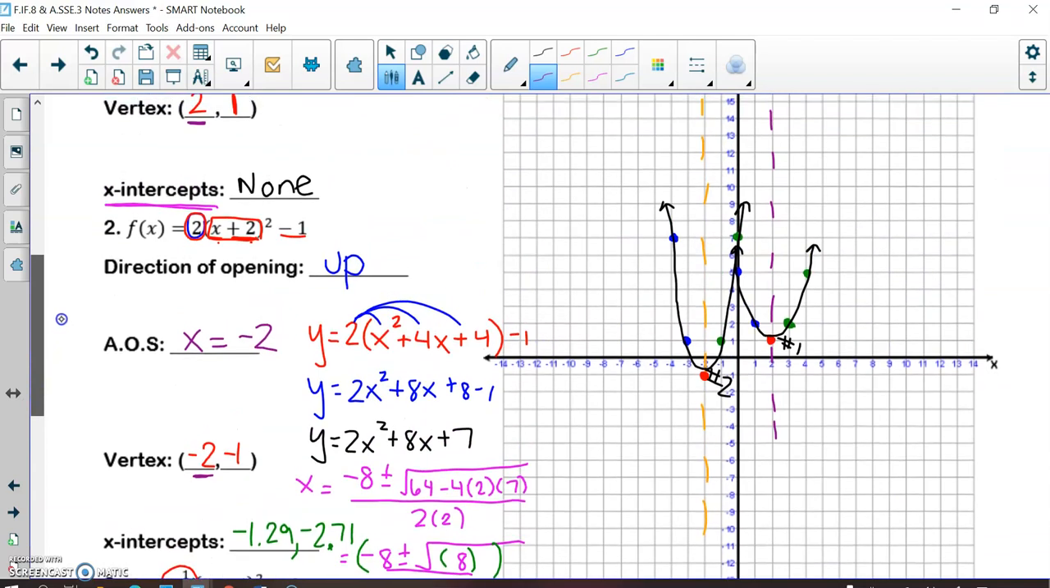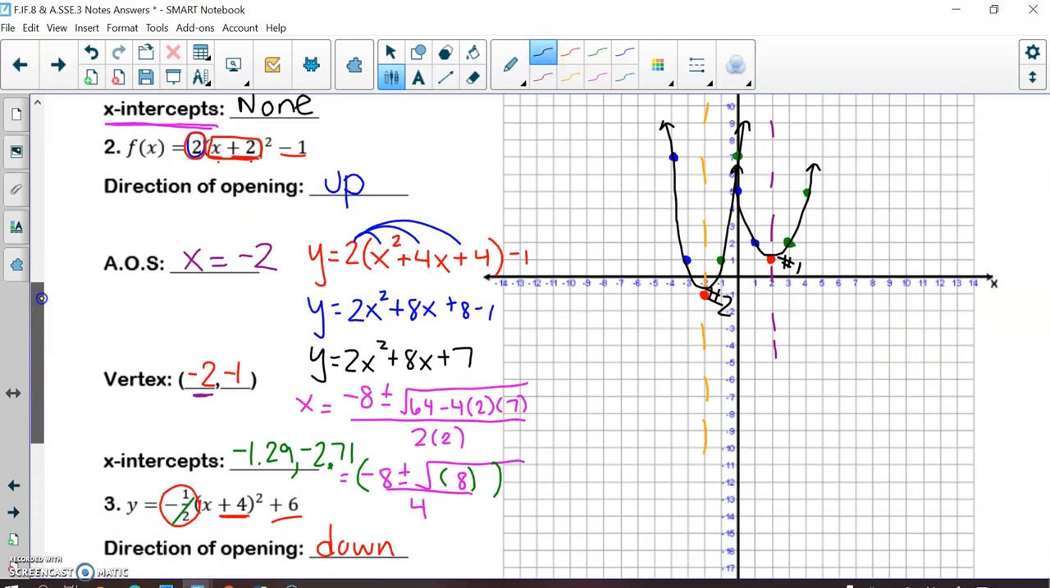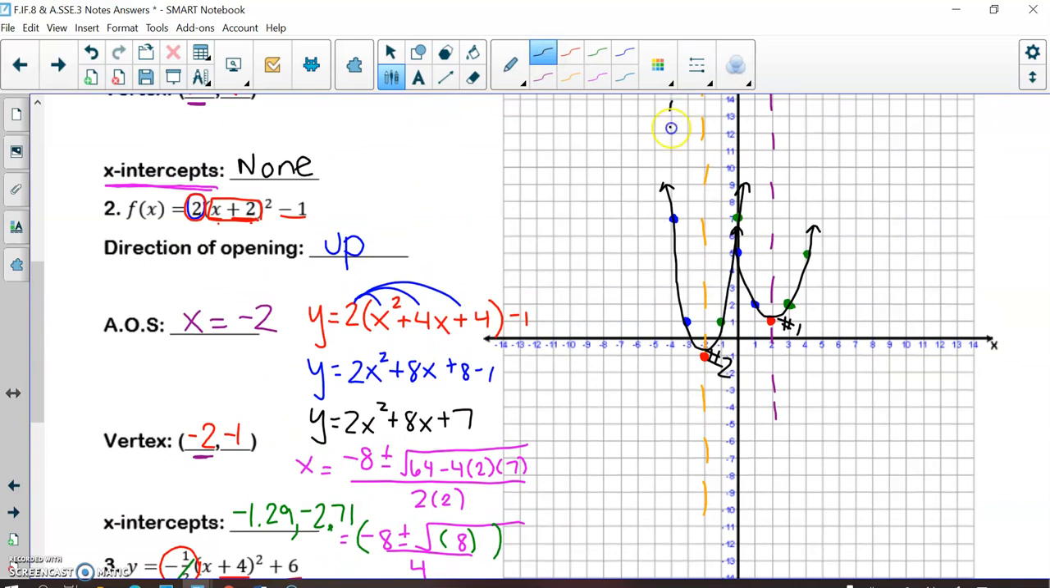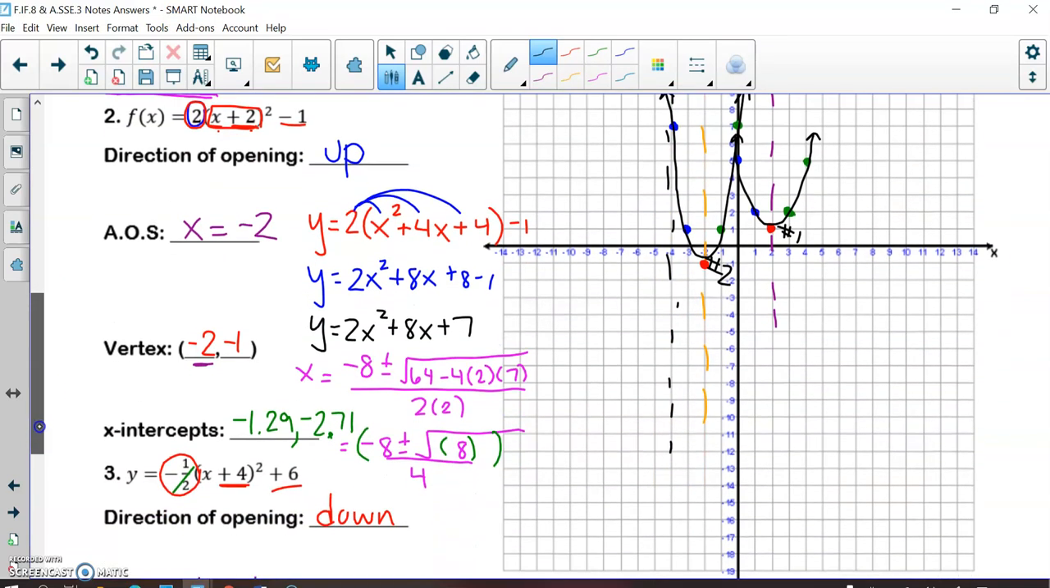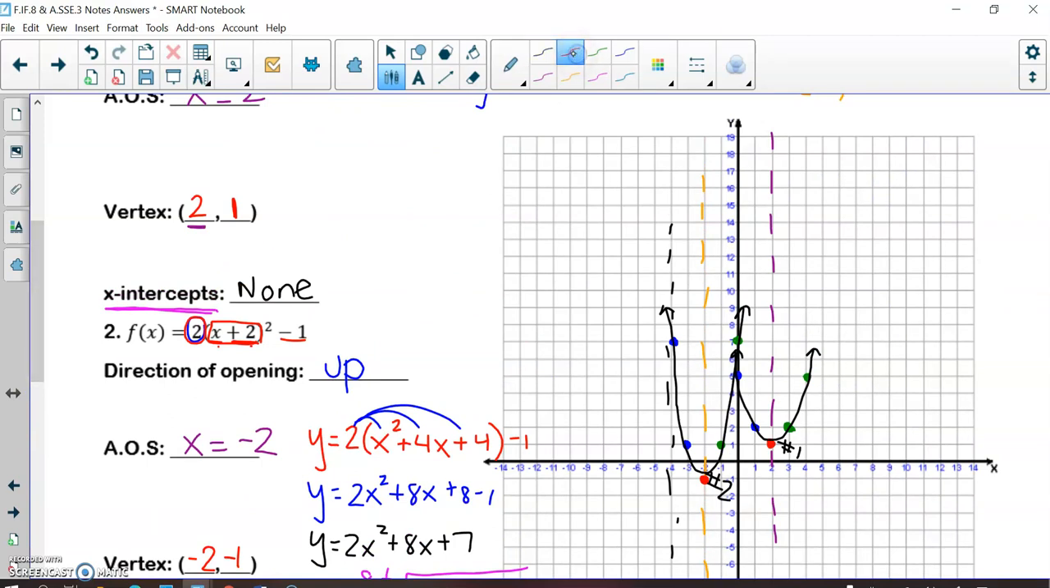I'm going to draw my axis of symmetry in black this time. So I have my vertical line running through negative 4. All right, my vertex, again, is negative 4, 6, so I'm going to plot that on the graph now. Negative 4, 6 is right here. Now this is going to be facing downwards.